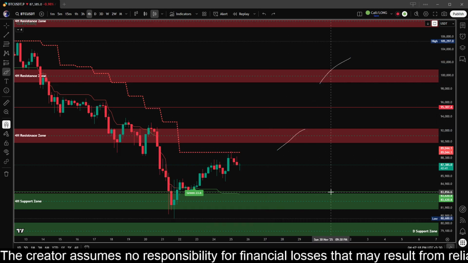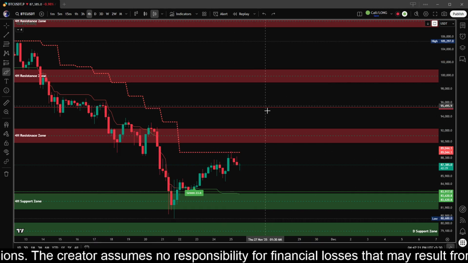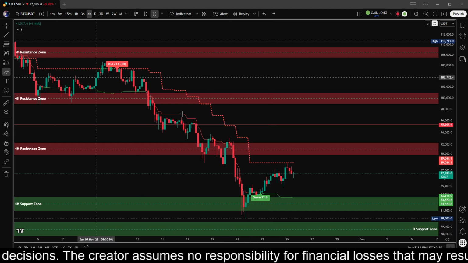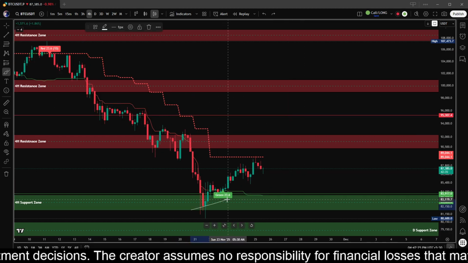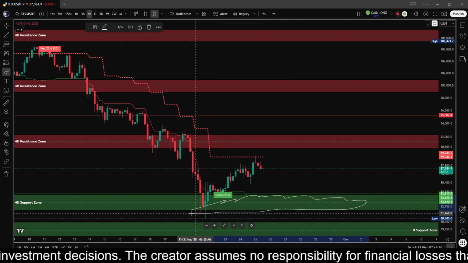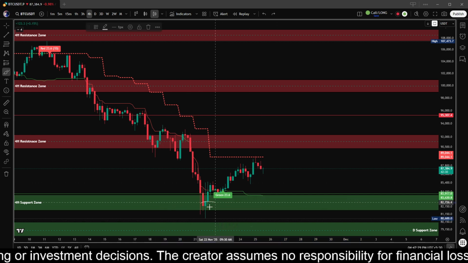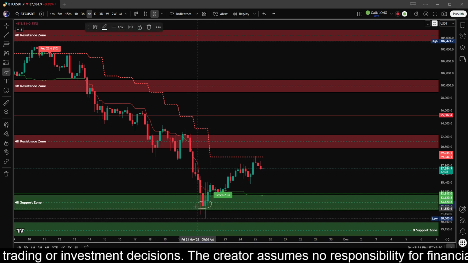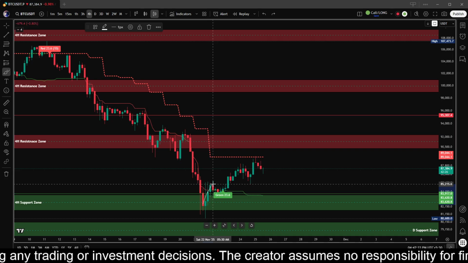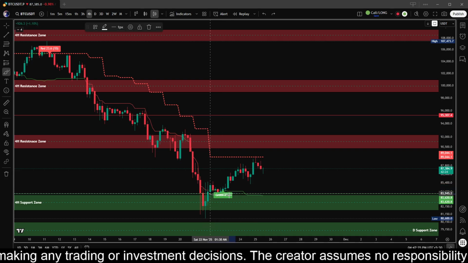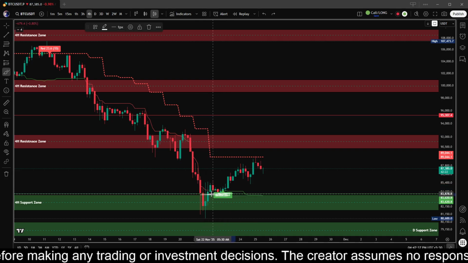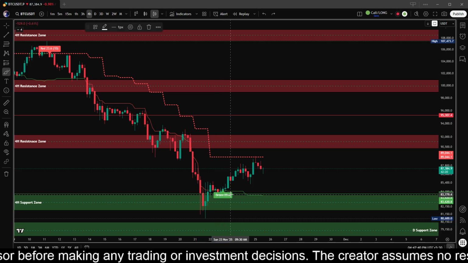I have each time frame has its zones. So in this 4-hour time frame, prices took a support of this specific zone. Here we can see prices took support inside this zone, and then we get some sort of a resistance. The BTC is getting some sort of a support here in this upper level.